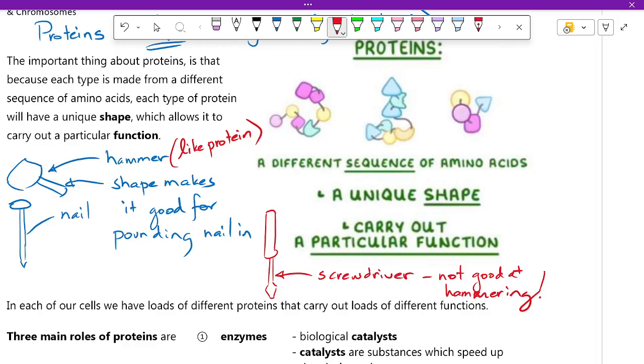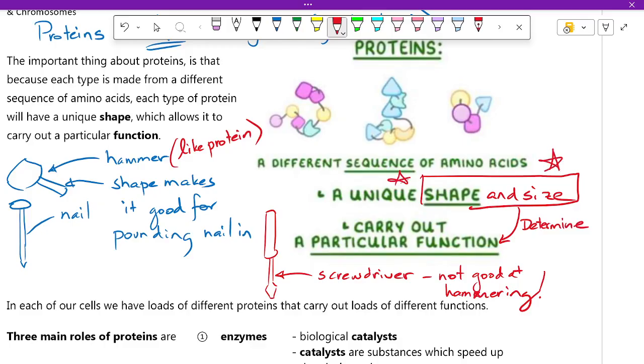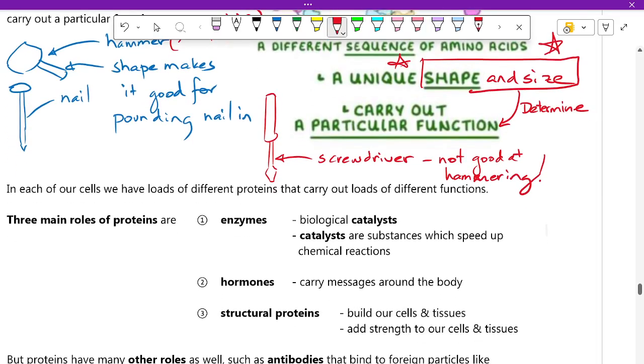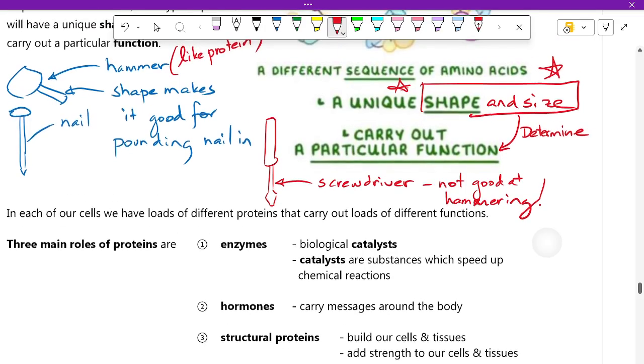And it depends on their shape and their size. So the shape and the size determine their function, okay? Let's put a star beside that. Each protein, their shape and size determines their function. And we're just going to learn about 3 types of proteins right now.